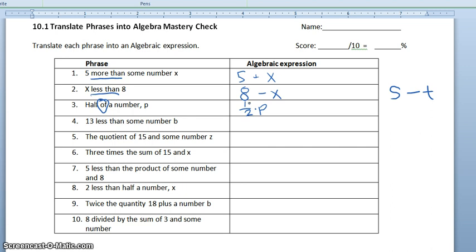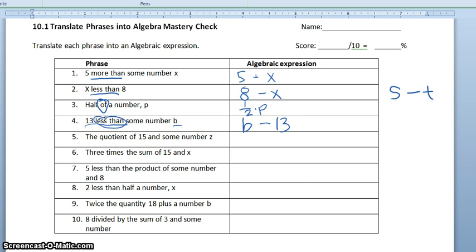Number 4, 13 less than some number b. Okay, so less than, again, is my keyword. That means I'm going to subtract. What goes before is what I'm starting with. What goes after is what I'm taking away. So 13 less than some number b. Just like before, b is going to be my starting amount. I have 13 less than that. That means I'm taking away 13 from that. So just like before, the order of 13 and b is different in the phrase than in the algebraic expression because of this phrase right here, less than.